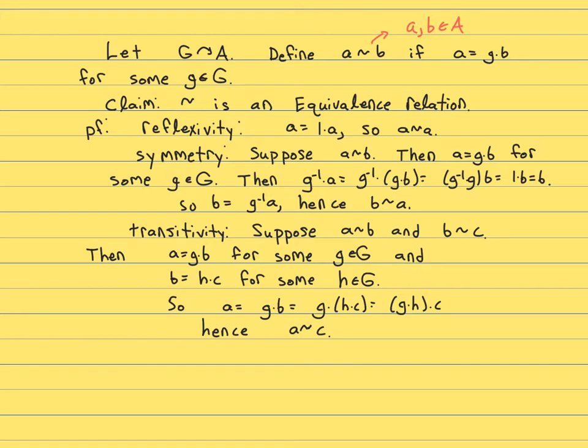Finally, transitivity. If a is related to b and b is related to c, then we have a is equal to g dot b and b is equal to h dot c for some group elements g and h. We'll then take a equals g dot b and substitute, replacing b with h dot c. Then apply this property of the group action. And now we see that a is related to c.